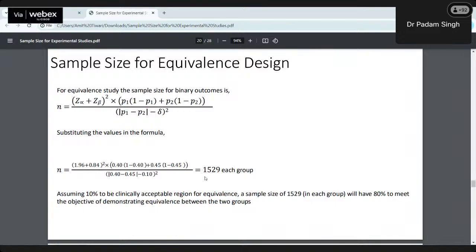So equivalence trial में sample size ज़्यादा होती है because the difference to be detected as significant is small. So this is what it is. If you are planning an equivalence trial, please note your requirement of sample size will be very large. Here it says 1529 in each group. So 3000, 60 उसके आसपास जो है आपको number चाहिए subjects का.